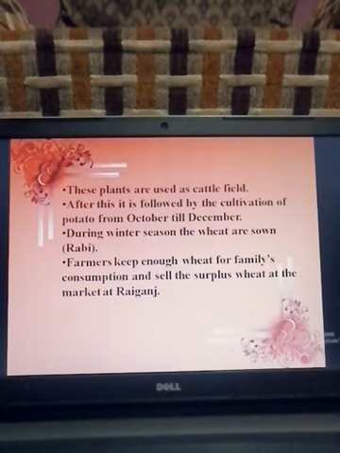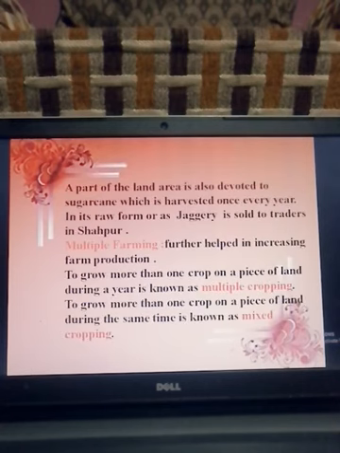For example, the wheat they grow is used for the family purpose as well as for selling in the market. And after that a part of the land area is also devoted to sugarcane. What do you mean devoted? It means not only potato, jowar, bajra, wheat is grown. Along with these things, even sugarcane is being grown on the same land, and this is harvested once every year.